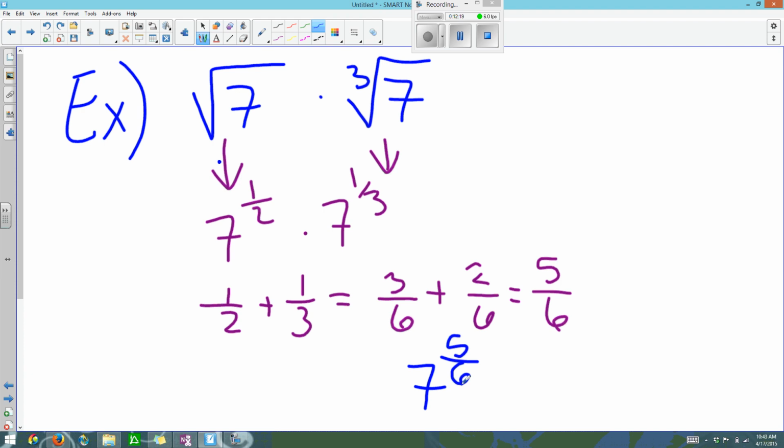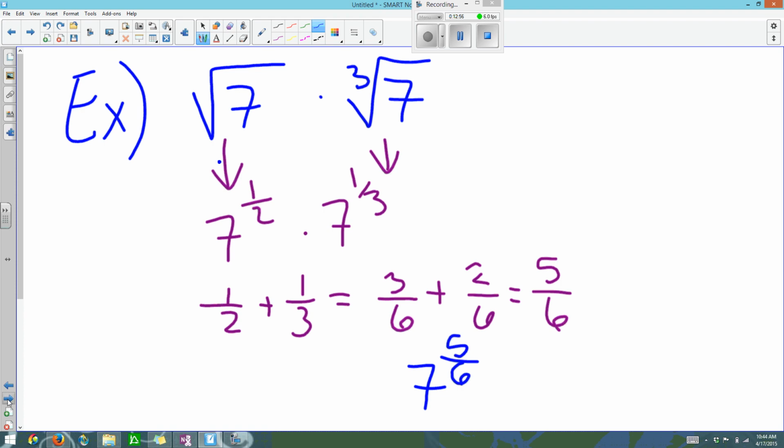And you can actually, if you wanted to, try to simplify it. But in this case, since my denominator is 6, which means my index of my radical will be 6, and my power of 7 is 7 to the 5th, will I have enough to simplify this kind of radical expression if I wanted to? Probably not. So I would just leave it like this. Okay? All right.